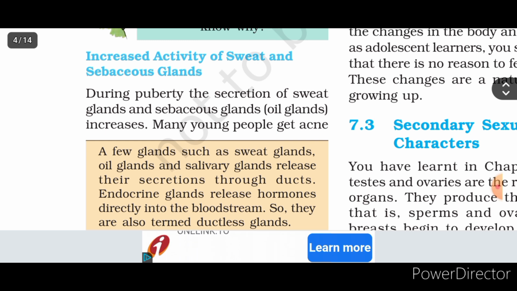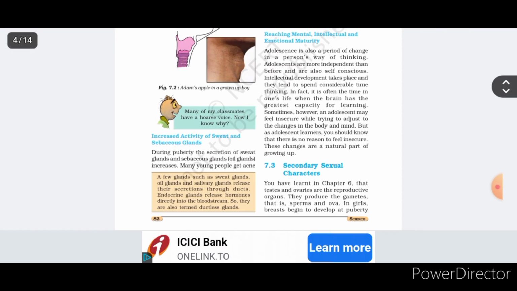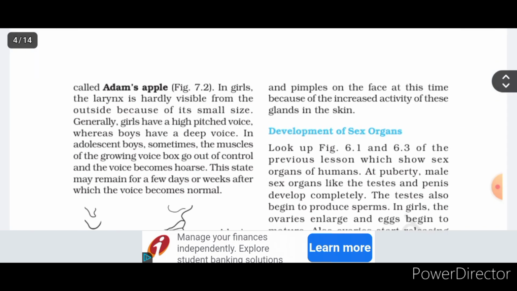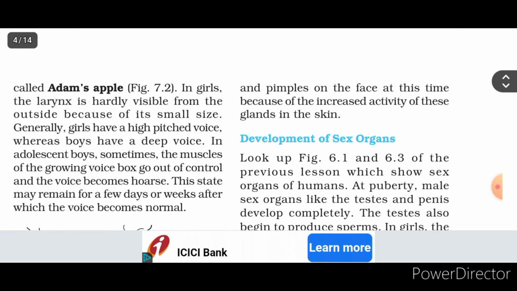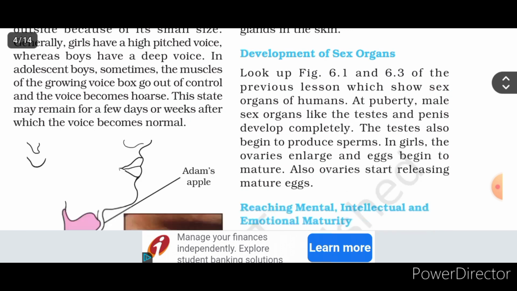Increased activity of sweat and sebaceous glands. During puberty, the secretion of sweat glands and sebaceous glands increases. Many young people get acne and pimples on the face at this time because of the increased activity of the glands in the skin.